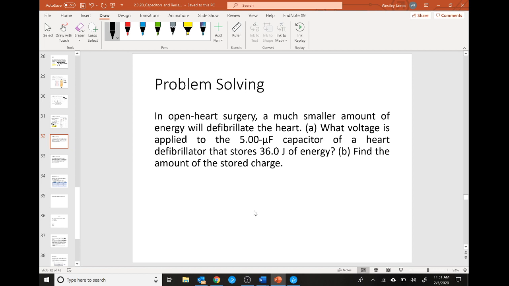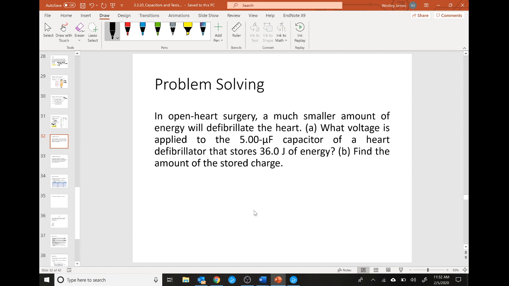So, to immediately start off, I have a problem. The question says, what voltage is applied to a 5 microfarad capacitor of a heart defibrillator that stores 36 joules of energy?